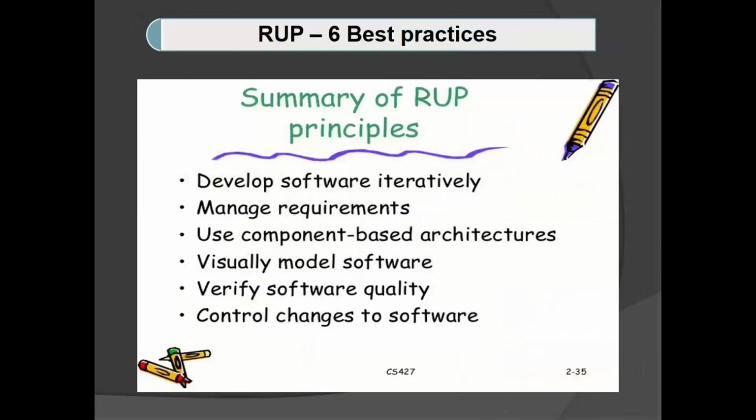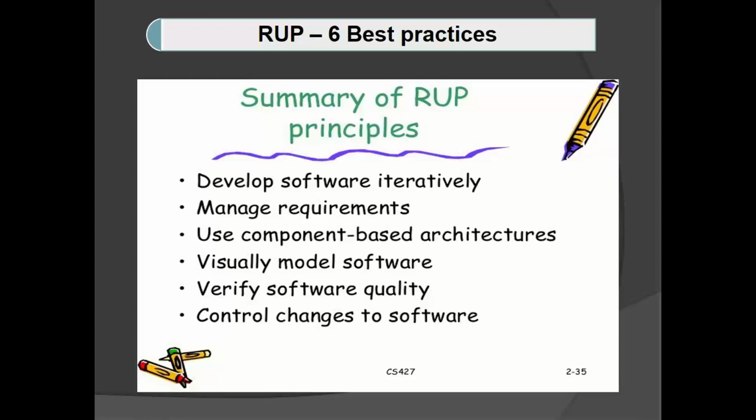So these are the 6 best practices. Develop software iteratively, manage requirements, use component based architecture, visually model software, verify software quality and control changes to software. Okay. So let me explain this. The first one is develop software iteratively. So iterative means repetition. Okay.